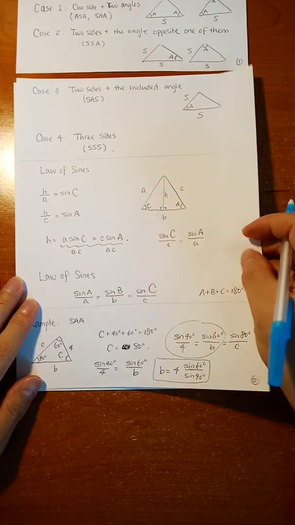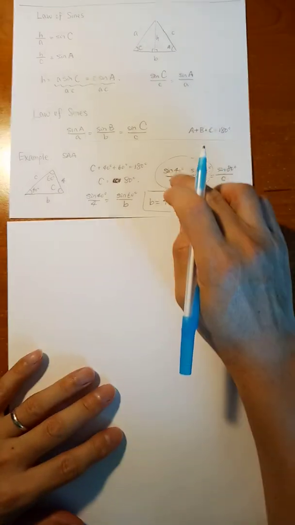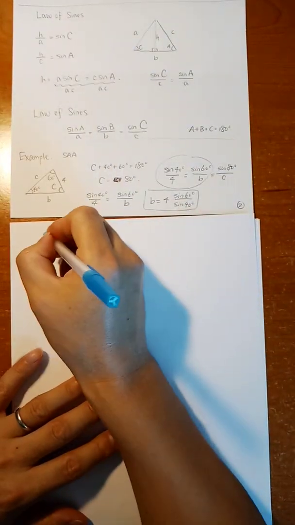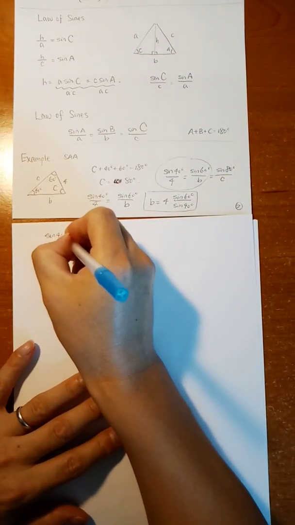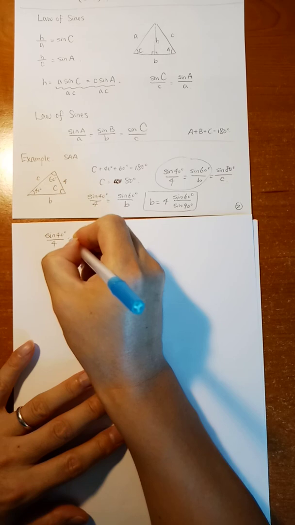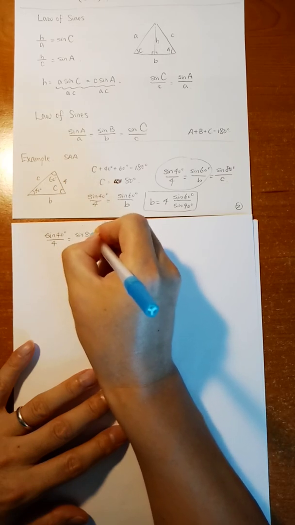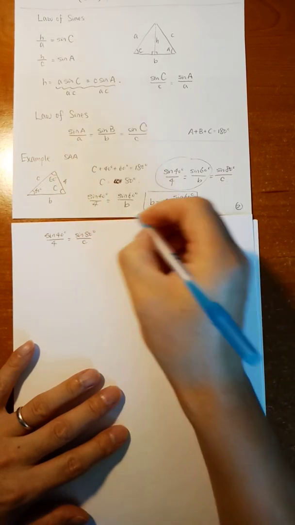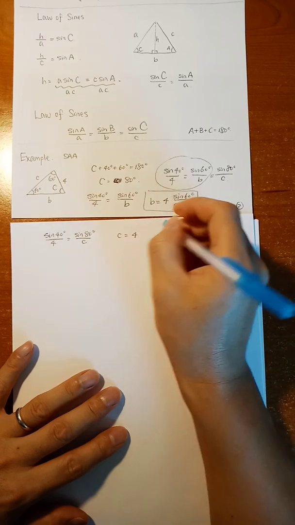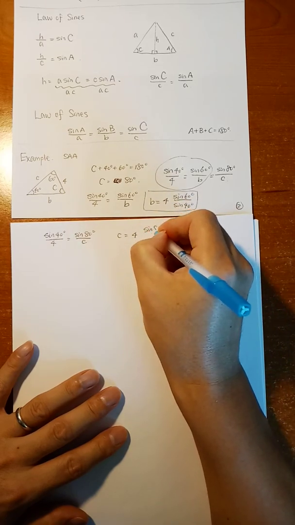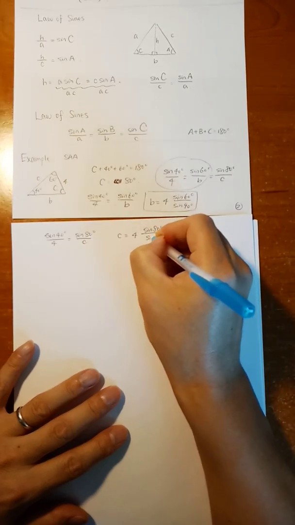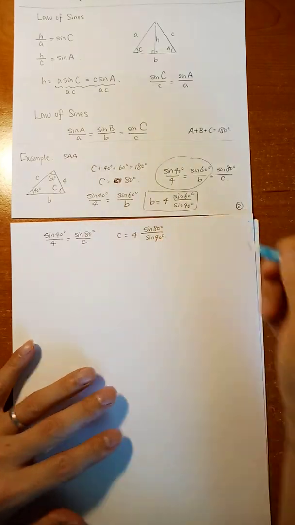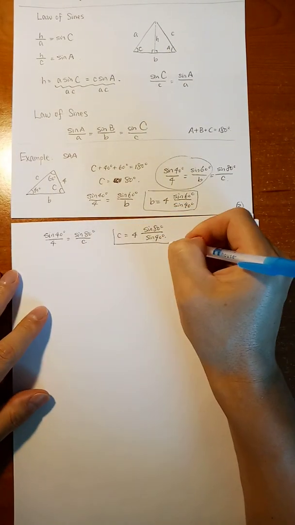Okay, so this is b. And for c, you choose the first and third term. So you get sine 40 degrees over 4 is equal to sine 80 degrees over c. So c is 4 times sine 80 degrees over sine 40 degrees. That's it. That's c.